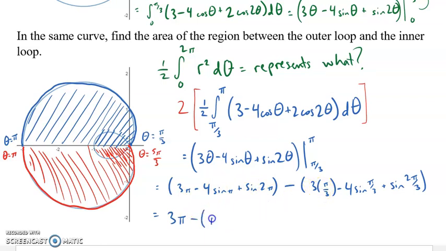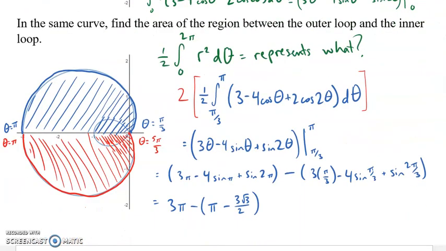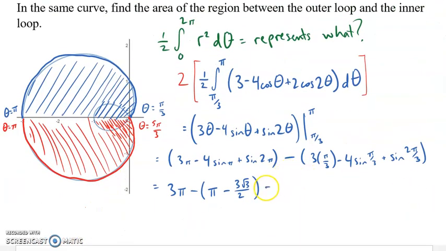I feel like we did this recently, didn't we? This is pi minus, isn't this just going to be 3 root 3 over 2? Isn't that what we just figured out up here? Yeah, that's all the same stuff, right? All right, so the area bounded by the outer loop is 3 pi minus pi, which is 2 pi, and then minus a negative, so plus 3 root 3 over 2.